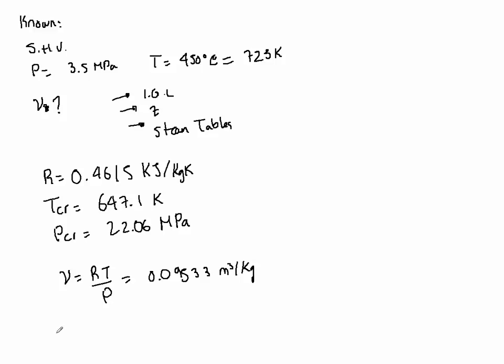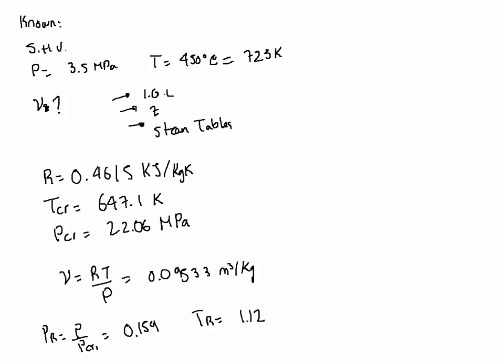Okay, for part B, once again, to calculate the compressibility factor, we need to find the reduced pressure, which is the value of the pressure divided by the critical. Using these values, we find it to be 1.59. We do the same thing for the reduced temperature, and we find that to be 1.12.